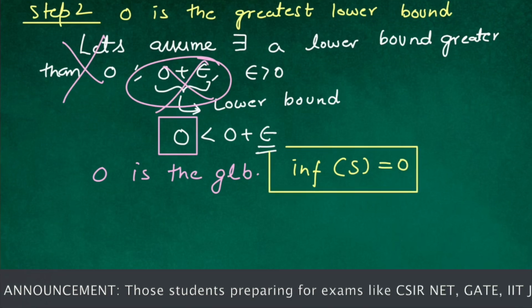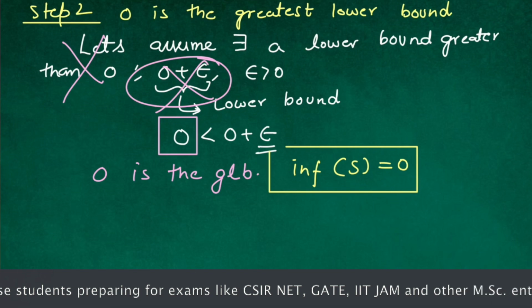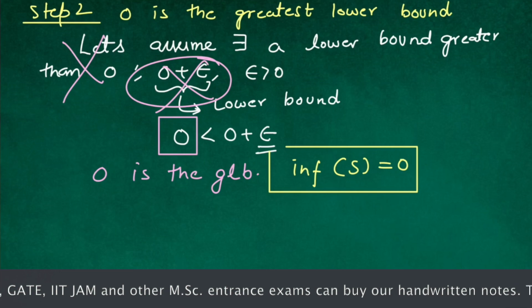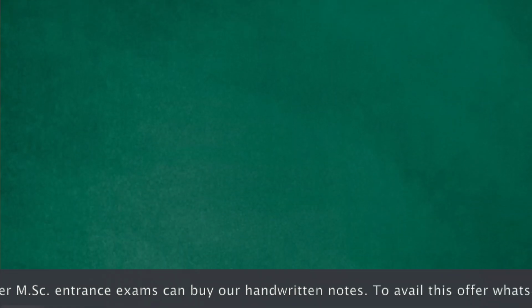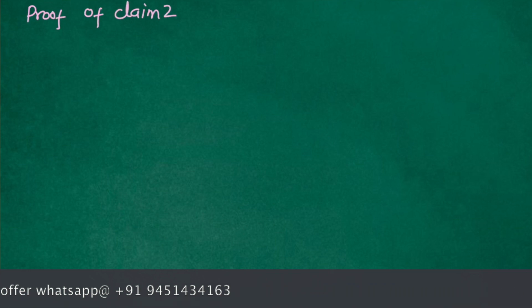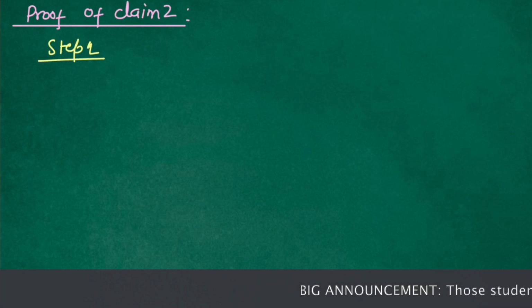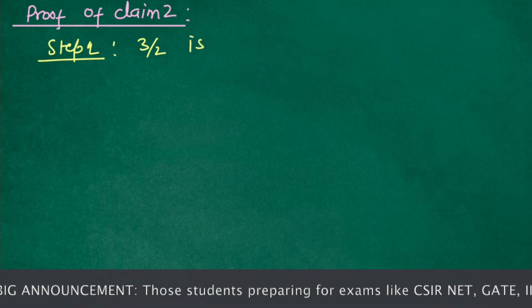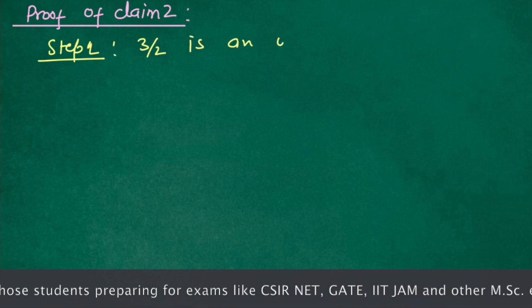In the same manner we can also prove it for the supremum of this set S. So let's start. Proof of claim 2. Step 1, that 3 by 2 is an upper bound.